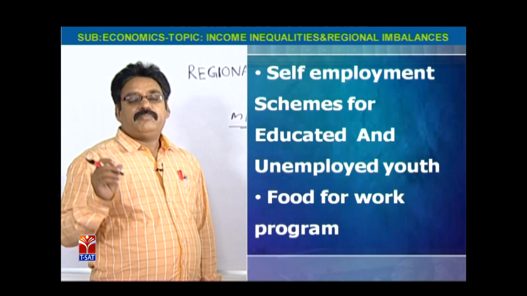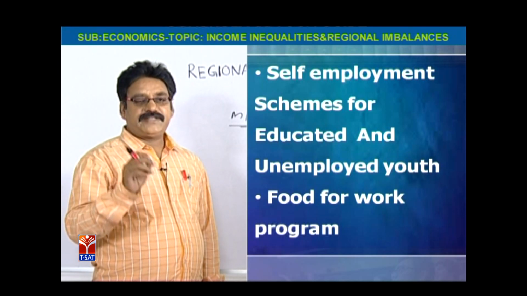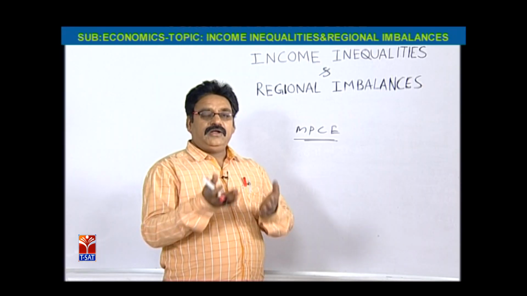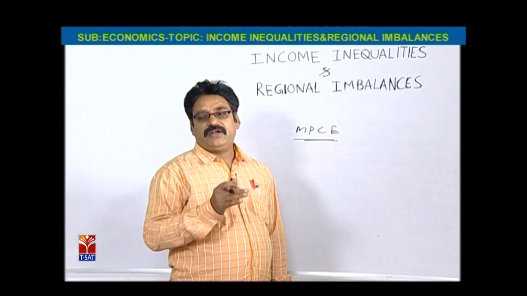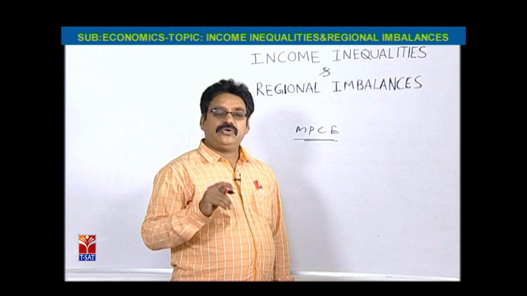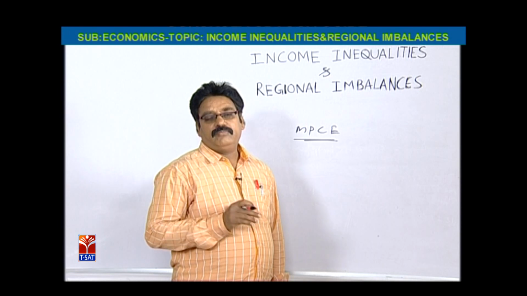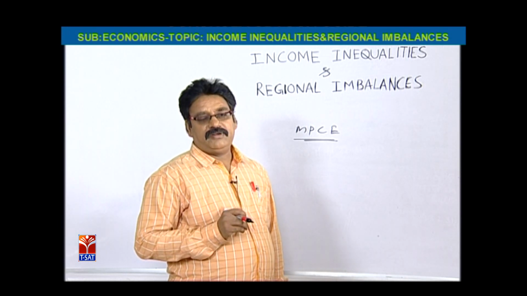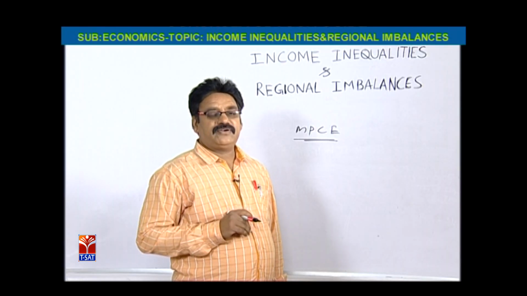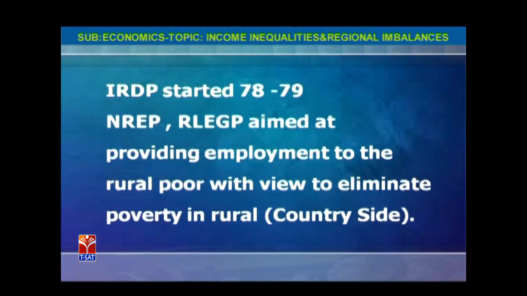Earlier, the government concentrated only on growth. If we achieved the growth rates, then automatically growth fruits can percolate to the down sections. But that did not happen. So, a direct attack on the poverty and unemployment problems, they started employment programs and wage policies, in that crash scheme for rural employment and all these programs, and IRDP, Integrated Rural Development Program.